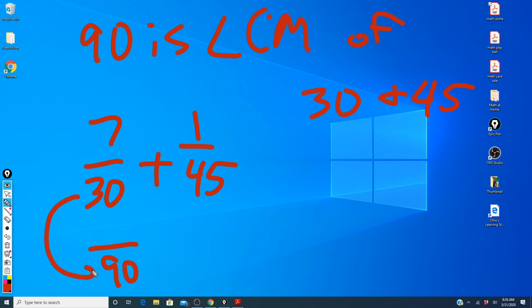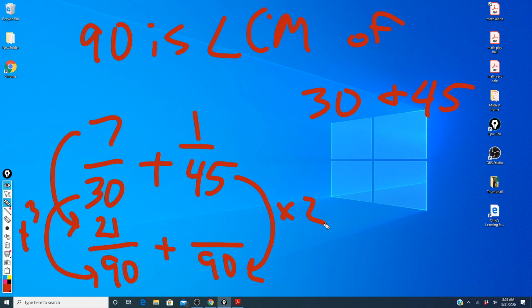30 times 3 gives you 90. 7 times 3 will give you 21. You change that denominator over here, you get 90. 45 times 2 gives you 90. That means that 1 times 2 is 2. When you add these two up, remember with adding, you just add on the top as long as the denominator is the same. 21 plus 2 is 23 over 90.